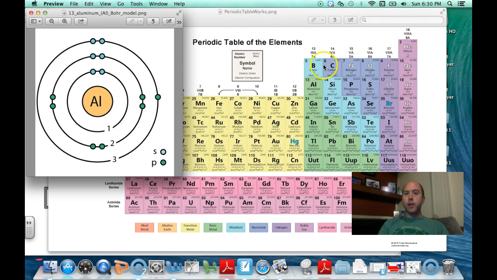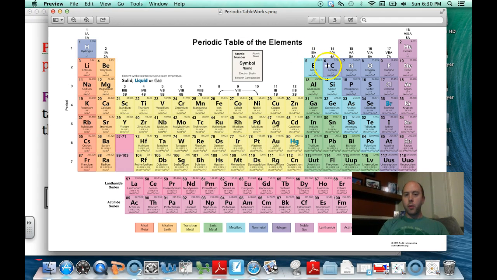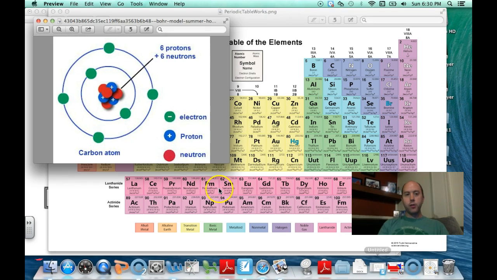Let's pick a different one. Let's pick carbon. Carbon, which is right here, it's in period 1, 2. Notice the period number right here. It's in period 2. So it should have how many energy levels? Yes, it has 2. And if I look at that, 1, 2. Again, we have the nucleus in the center, and we have 1 energy level, 2 energy levels around it. So that's what the periods tell us.